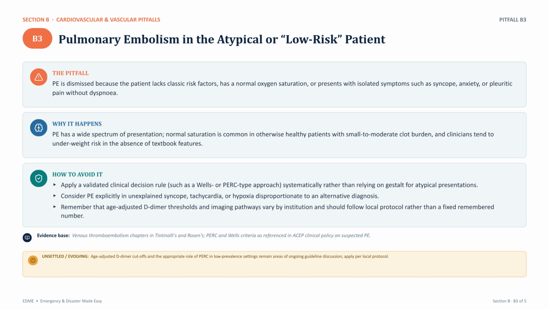Pitfall B3 is pulmonary embolism in the atypical or low-risk patient. Don't let a normal oxygen saturation or lack of classic risk factors lower your suspicion. Use validated decision tools and consider PE in cases of unexplained syncope or tachycardia.